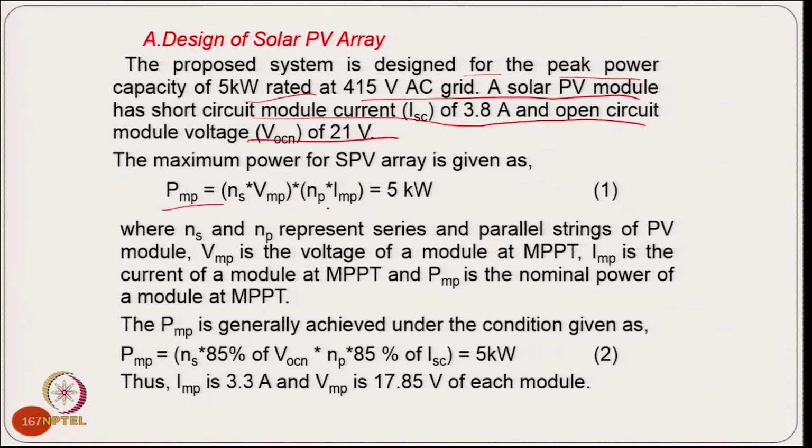So, we can have a maximum power of 5 kilowatt here, where NS and NP represent the series and parallel strings of PV modules, VMP is the voltage of the module at MPPT, IMP is the current at MPPT, and PMP is the nominal power. PMP is generally calculated as NS into 85% of open circuit voltage and NP into 85% of short circuit current, that is 5 watt, with IMP 3.3 and VMP 17.85.